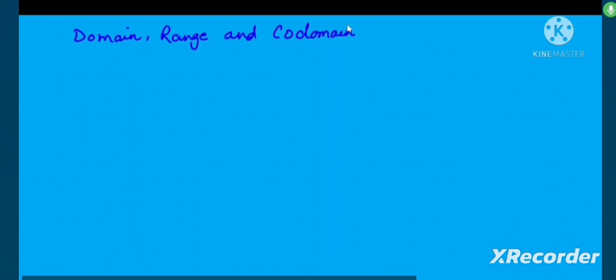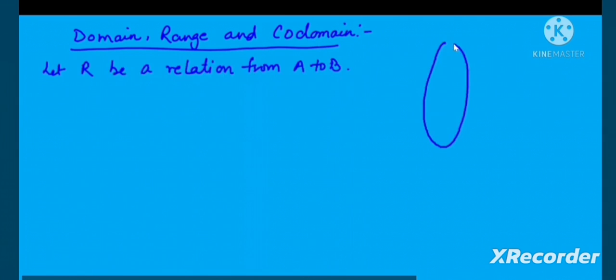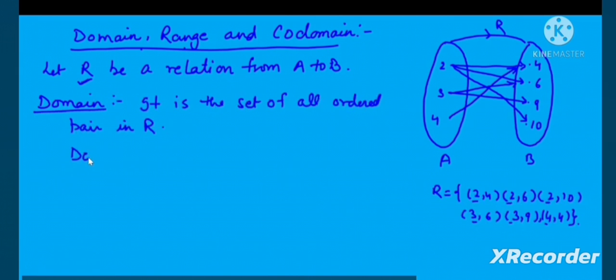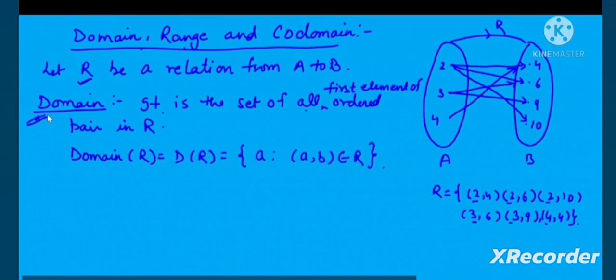Now before going into sum number 3, let's see what we understand by the domain, codomain and the range of a relation. Let R be a relation from A to B, as shown in the Venn diagram. Now what we could see is that 2 is mapped to 4, 6 and 10. Then 3 is mapped to 4, 6, 9, 10 and 4 is mapped to 4.